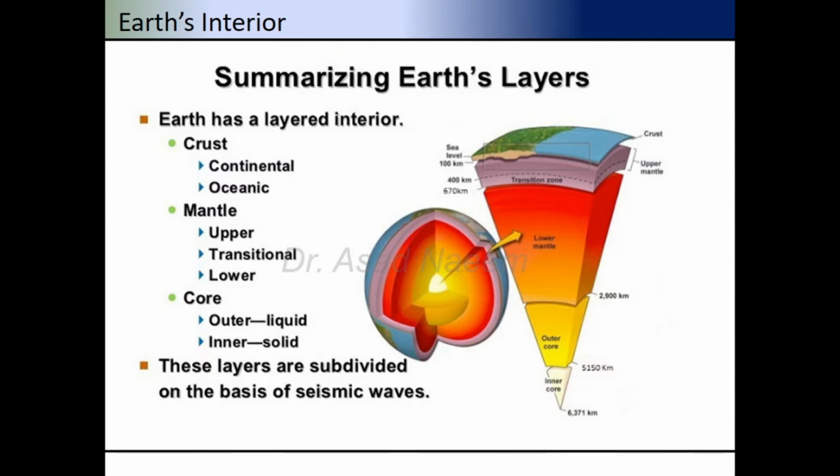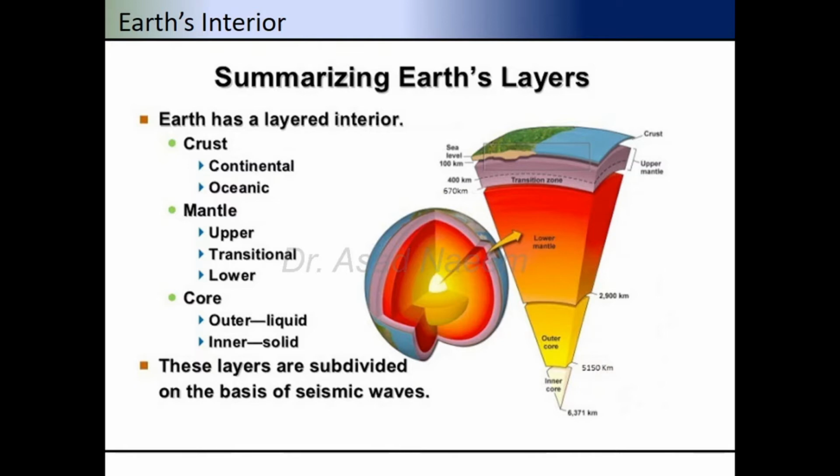And below the crust, we have a layer called the mantle, which is further divided into upper, transitional, and lower. The mantle layer is approximately 3000 kilometers thick and consists of semi-solid material, mostly iron, magnesium, and calcium, at temperatures ranging from 1000 degrees to 3000 degrees Celsius. And after the mantle, we have a layer called the core, which is the most central part of the earth. The outer part of the core is basically liquid, and the inner part is solid.